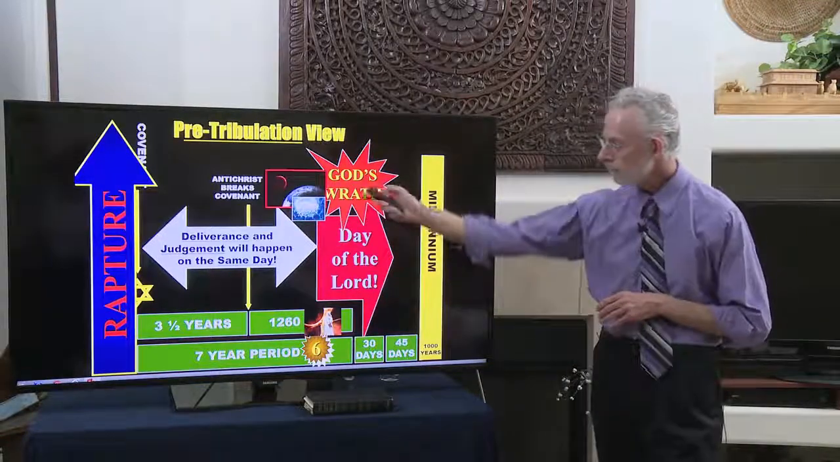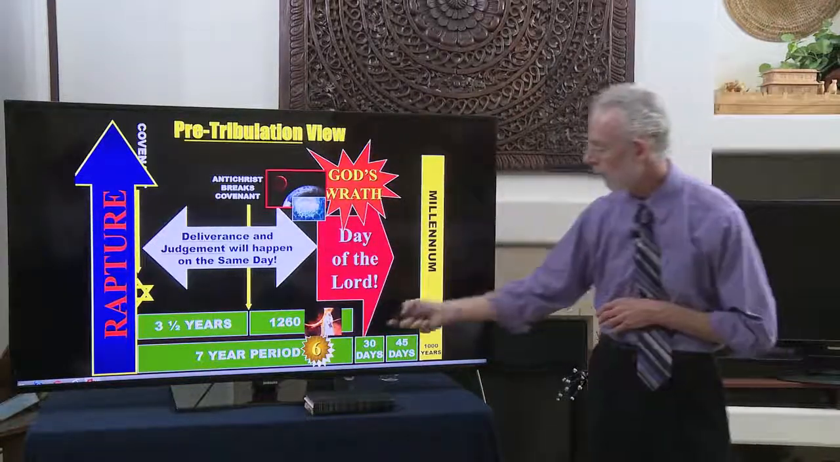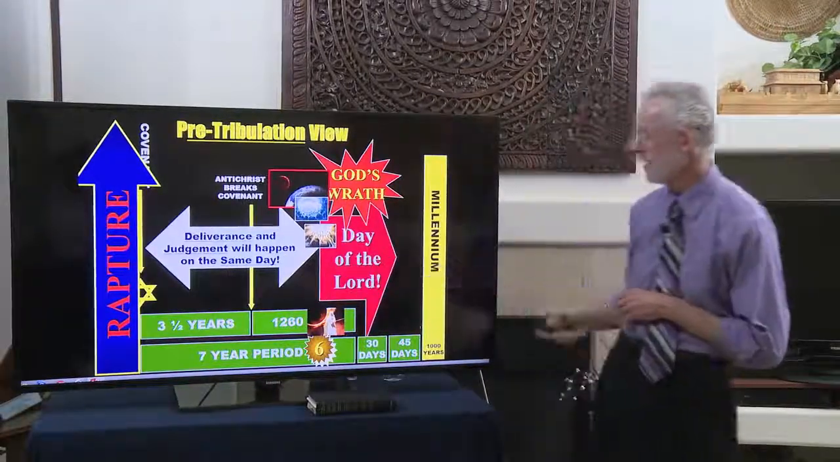Now watch this. Here's the sequence. The sun, moon, and stars go dark. Jesus is going to break through that darkness in power and great glory. He's going to rapture us right here before he pours out the day of the Lord.